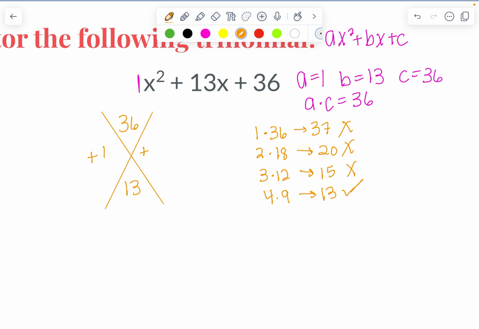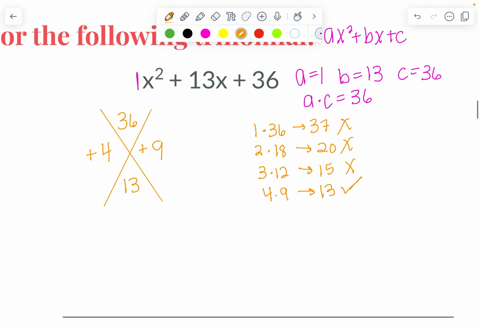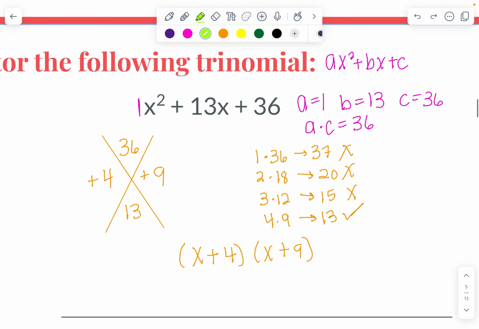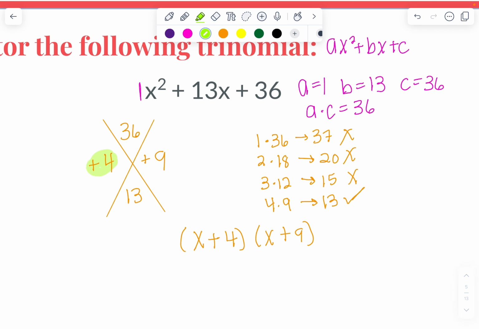So our answers here are positive 4 and positive 9. It doesn't matter where you put the 4 and the 9, they can be switched up. The reason we do that is because now we know our final answer, if we factor this, is x plus 4, x plus 9. And again, the 4 and 9 are coming from our factor diamond there.